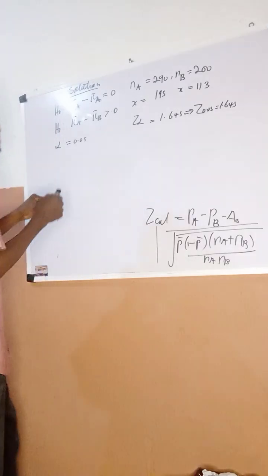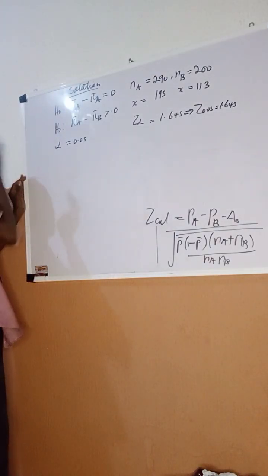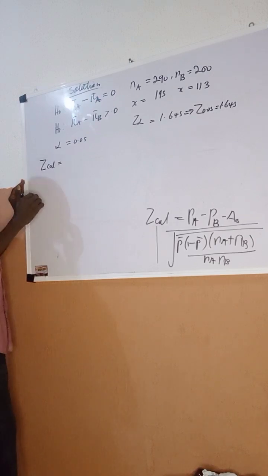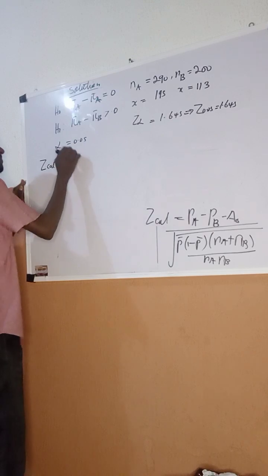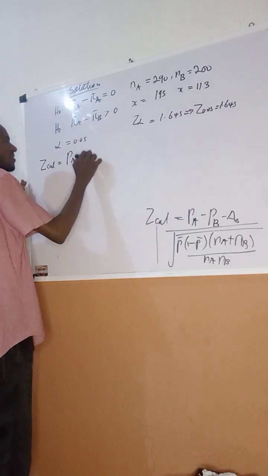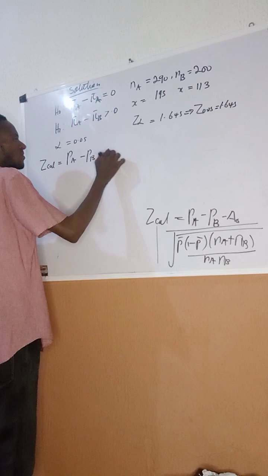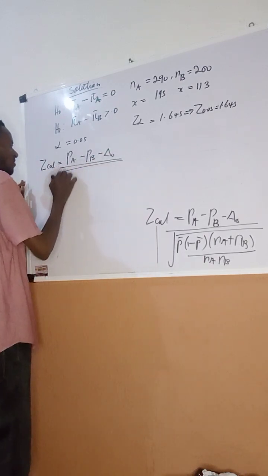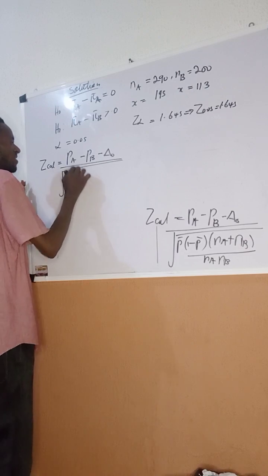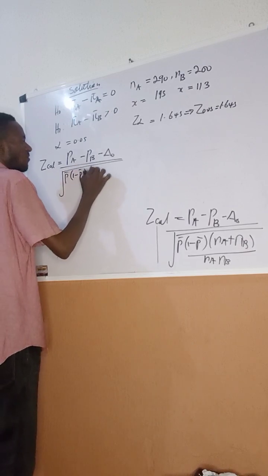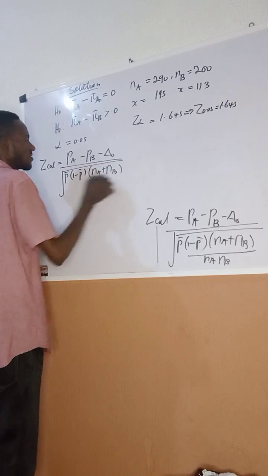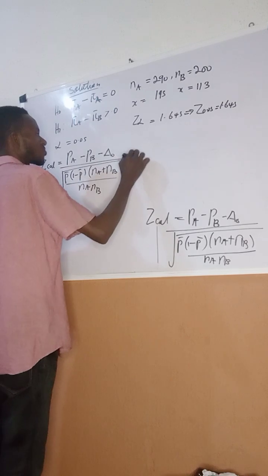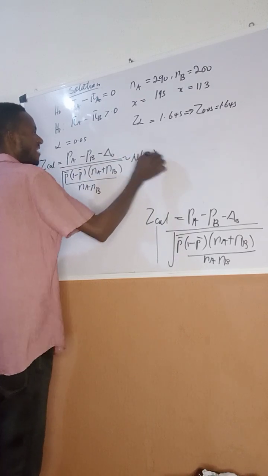So what we are going to do now is, we come here and we say that my z car equals, we are going to use this formula: P of A minus P of B minus delta 0, all over the square root of P bar into 1 minus P bar, then into 1 over N of A plus 1 over N of B, which follows a normal distribution with mean 0 and variance 1.